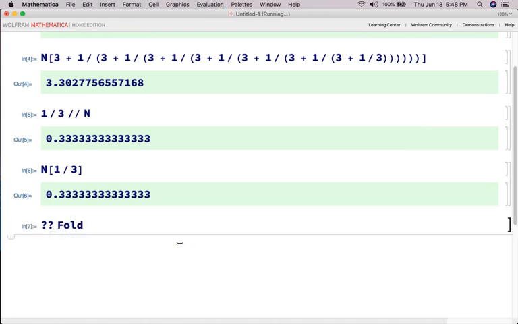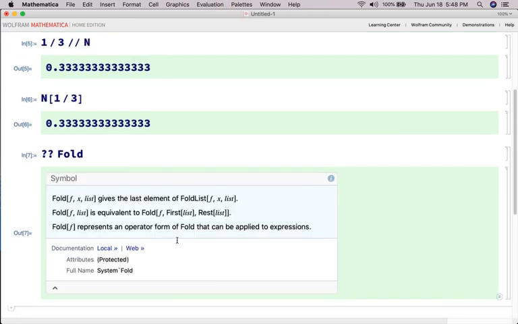F-O-L-D, shift enter, and then I can read the documentation, either the local documentation or the online documentation, and this is going to give me all the information that I need to know about the fold function. It's a really interesting function.